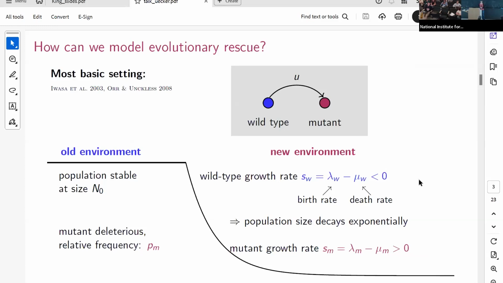In the new environment, the wild type has a birth rate lambda_W and a death rate mu_W, and the death rate is larger than the birth rate, so the net growth rate is negative. So the population size decays exponentially. By contrast, the mutant has a positive growth rate, s_M, so in principle it can grow in this new environment.